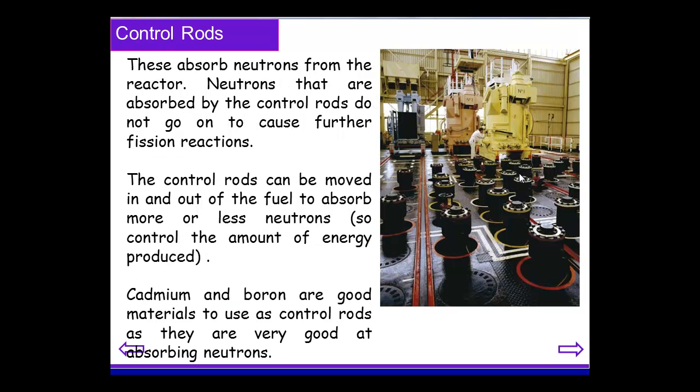The control rods. Now the control rods are really important because they're used to stop a nuclear fission getting out of control. What can be done is that they can be lowered into the reactor, and when they're lowered into the reactor, it means that the neutrons are absorbed. They're taken out of the equation. So that means the chain reaction, or the amount of fission taking place, is reduced, and it gives you an opportunity to control the overall temperature of the reactor. These are normally cadmium and boron rods because they effectively absorb lots of neutrons.